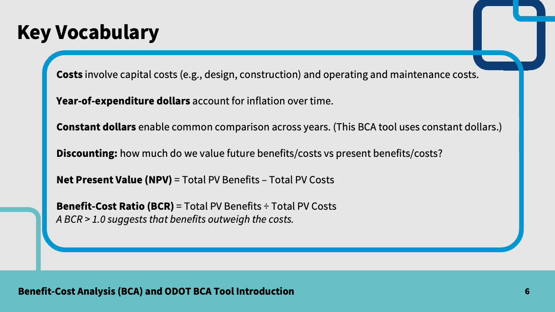From here, we calculate the net present value, which is the total present value of benefits minus the total present value of costs. We can also express these numbers as a ratio, the benefit cost ratio, or BCR, which is total present value of benefits divided by total present value of costs. A BCR greater than 1 suggests that benefits outweigh the costs. We can then model different projects and compare their BCRs to see which have the biggest bang for their buck.